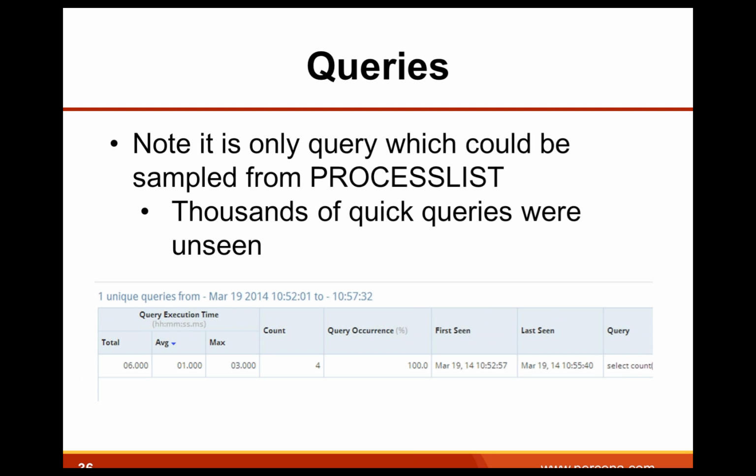Here is an example of what Wayback Machine will tell us about the queries. In this case, it says it has detected only one query for this period of time. Well, in reality, thousands more quick queries have passed through, but they haven't been seen. Why? Because it uses SHOW PROCESSLIST for sampling the data in this case, which is unable to catch very small queries effectively. If you need to catch all your queries, then the only way in MONyog to do that right now is to use the MySQL proxy.